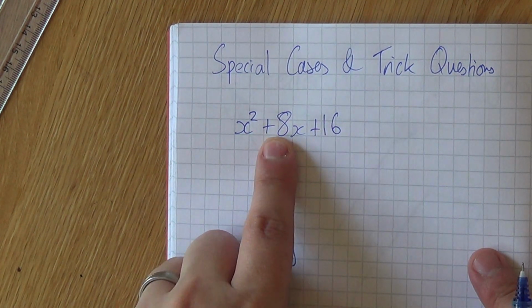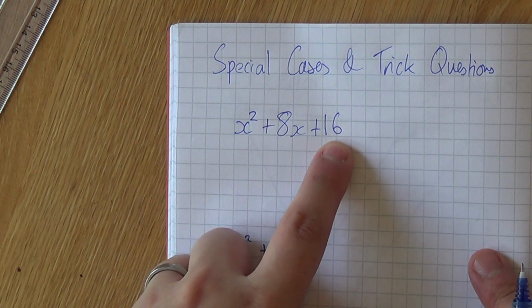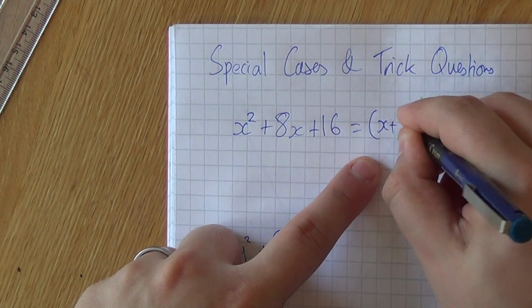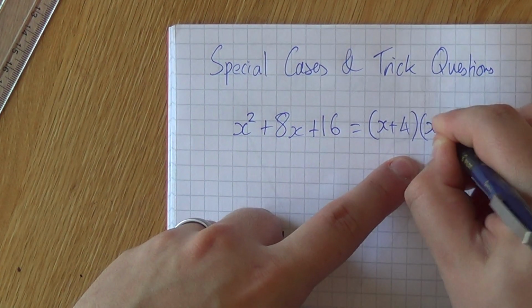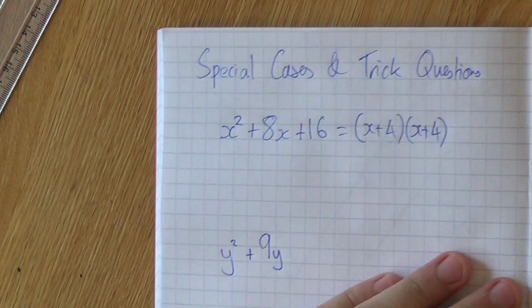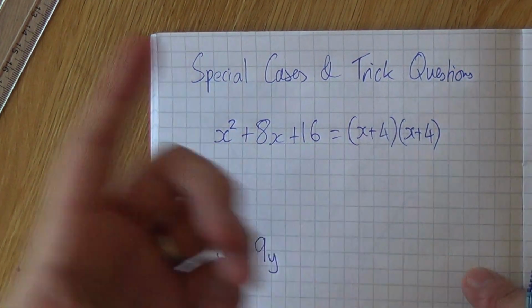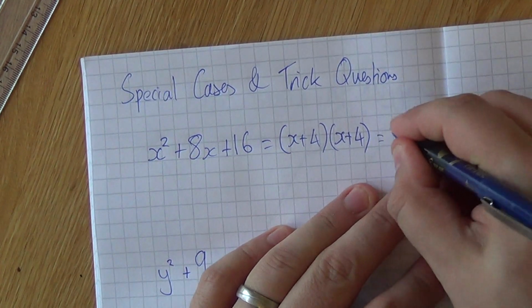Multiplies to 16, adds to 8. Well, 4 fours are 16, and 4 add 4 is 8. So you might want to write this down, which is fine, but it's not perfect because that is the same as that, and when the same thing multiplies itself, we've got notation for that. This is in fact a perfect square.